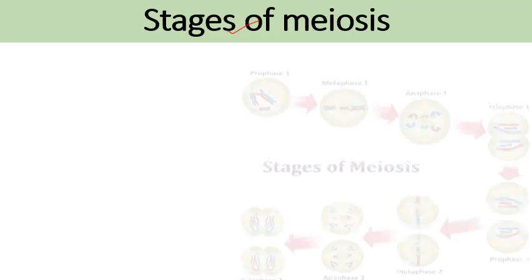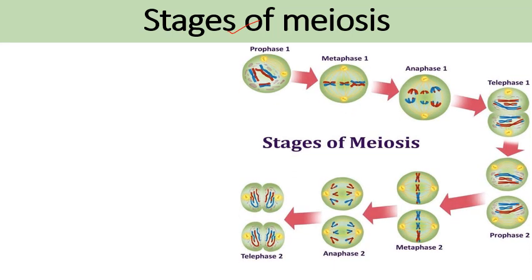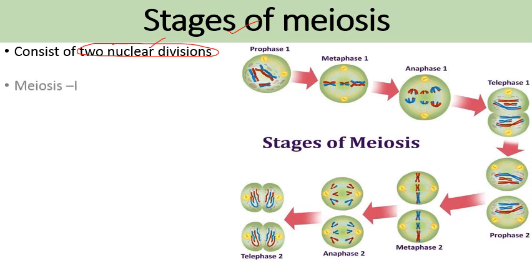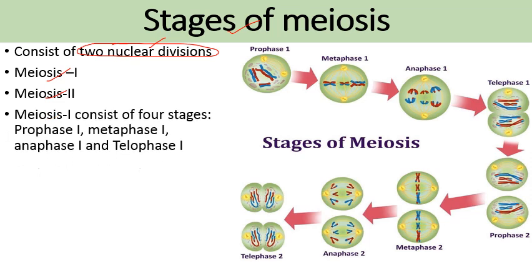Next comes stages of meiosis. Meiosis is a very complicated process as compared to the mitosis. It includes two nuclear divisions. So it consists of two nuclear divisions, and it is divided into two parts, that is Meiosis I and Meiosis II. Meiosis I is further divided into its four substages, which include Prophase I, Metaphase I, Anaphase I, Telophase I.